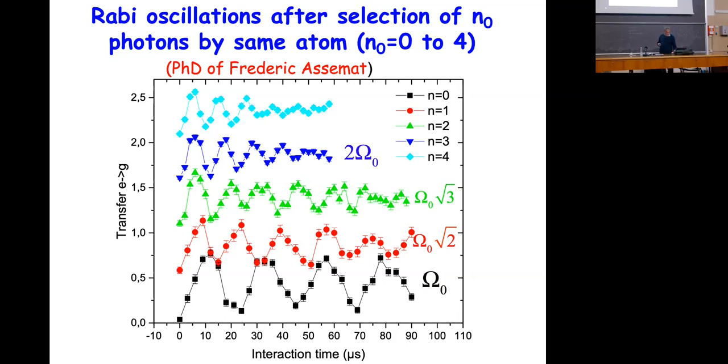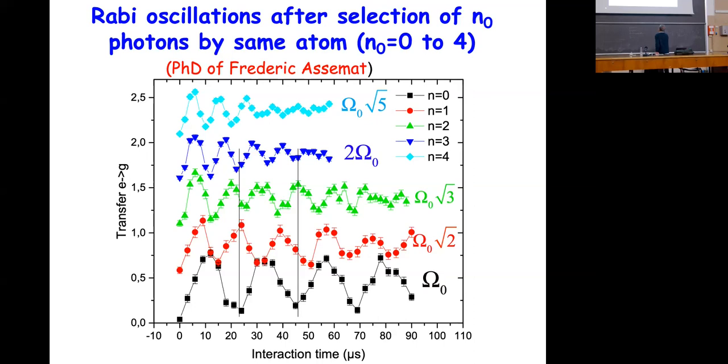And if you go to the blue curve here, omega naught square root of 4, which is just 2 omega naught, this is what you get if you have selected n equals 3. And we can go up to n equals 4. This is the curve that you get if you have selected n equals 4. So you see this experiment shows you that with a single atom, you select a given photon number, and you use this atom to prove that you had selected this photon number by looking at the Rabi oscillation in this photon number.